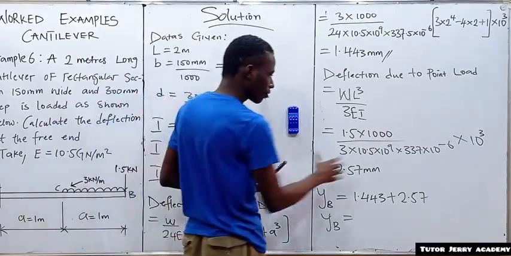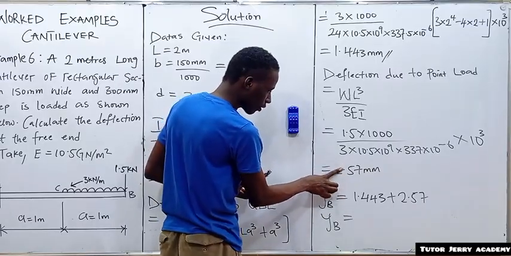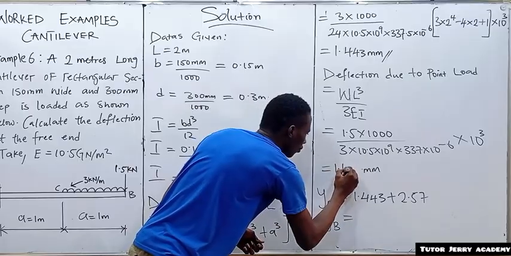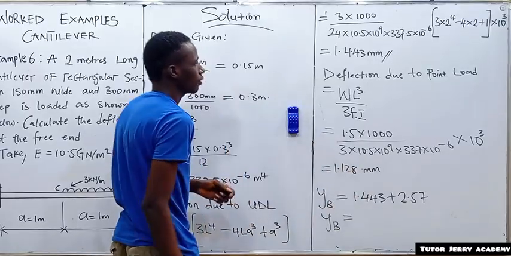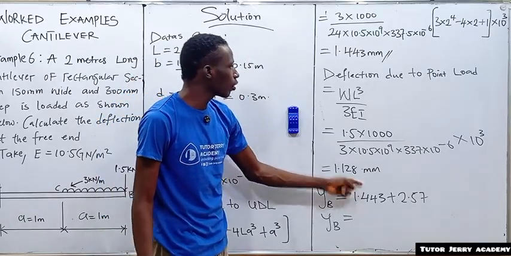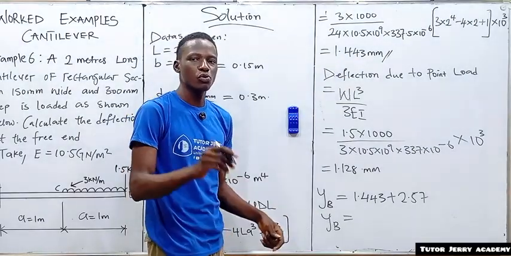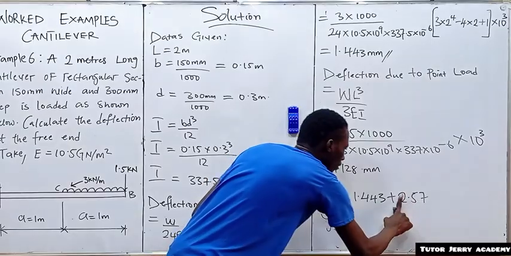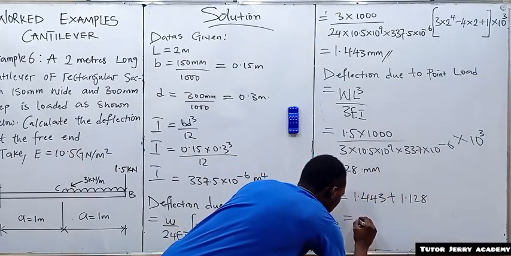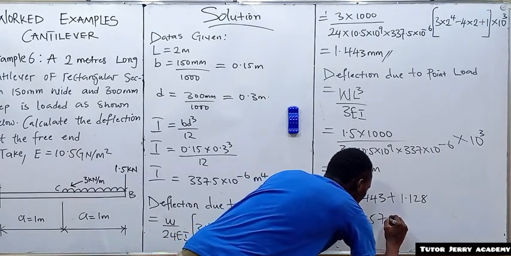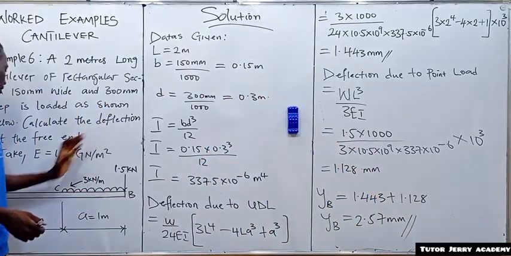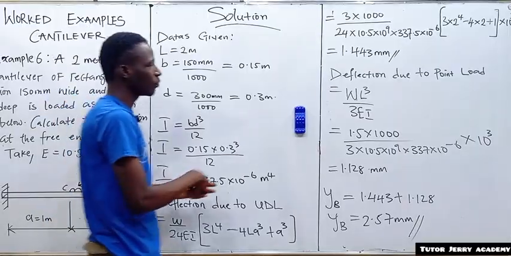So if you solve this correctly, this is supposed to be 1.128. Yes, this is 1.128. So when you sum 1.128 plus 1.443, you get 2.57. So this is 2.57 in millimeter. So this is the deflection at the free end of this beam.